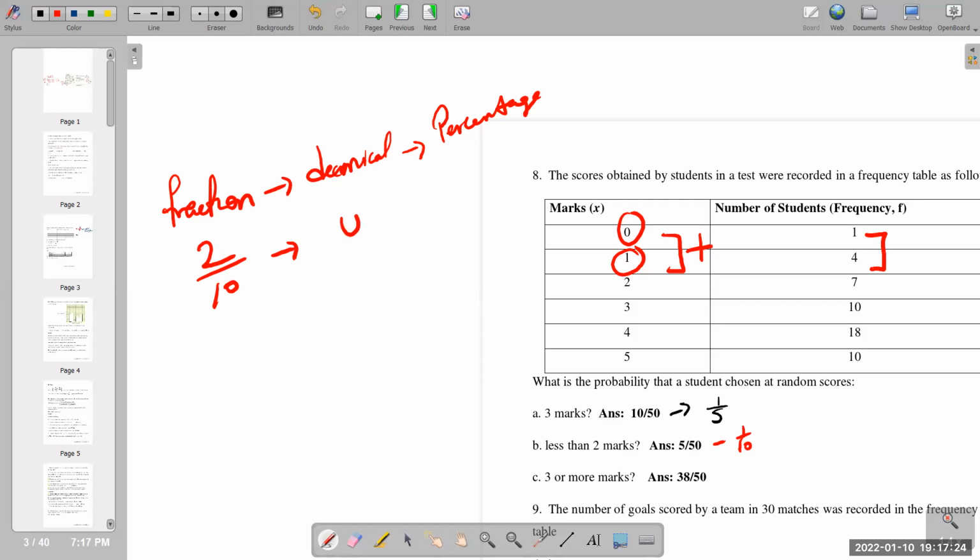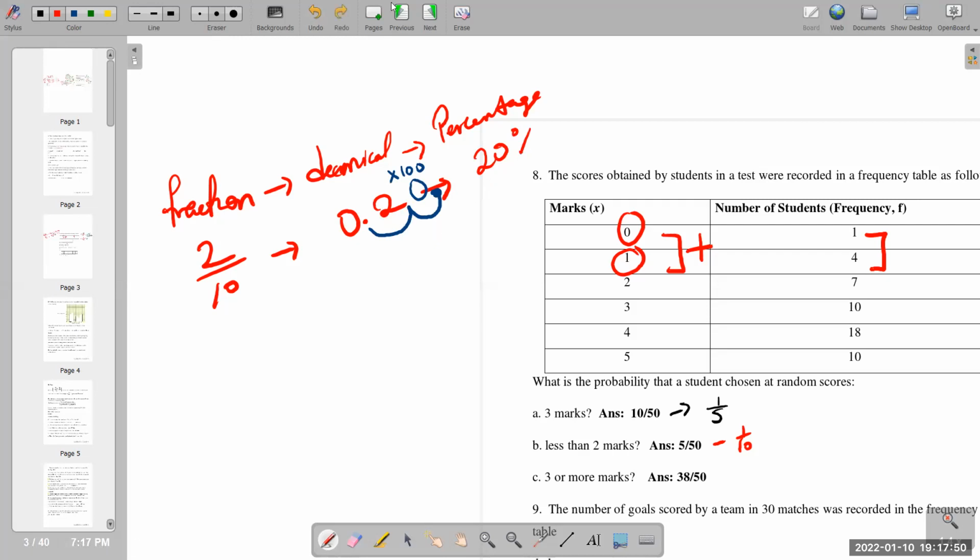Anybody remember? 0.2. How do I change 0.2 to a percentage? You always multiply by what? 100. And anytime you're multiplying a decimal by 100, you move the point twice. So we're going to end up here. So the answer is going to be what? 20%.